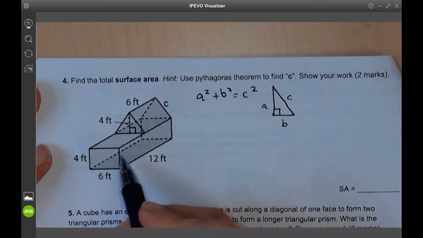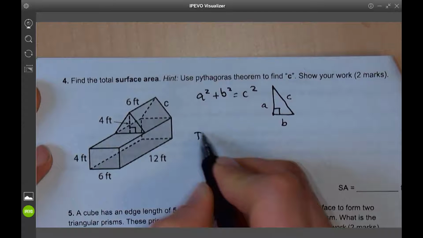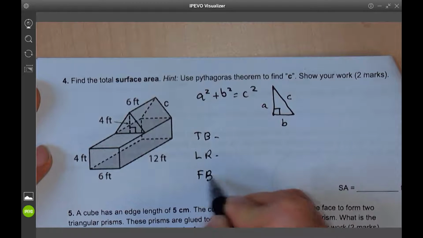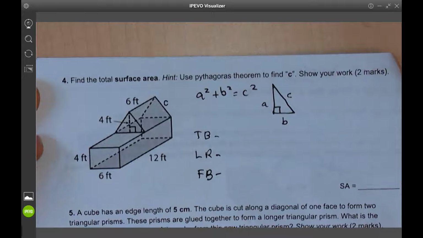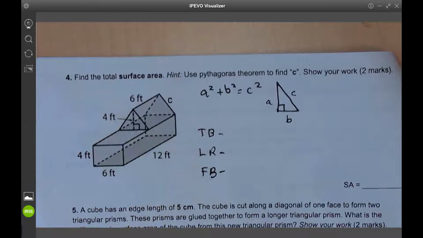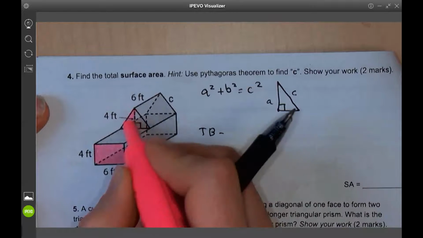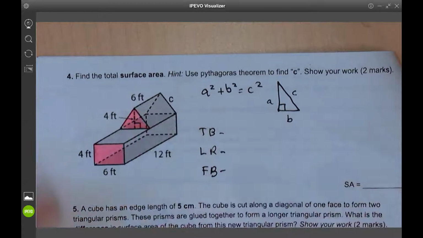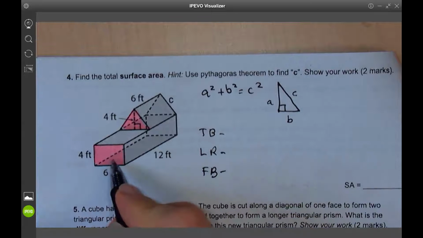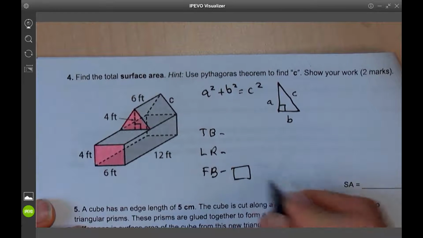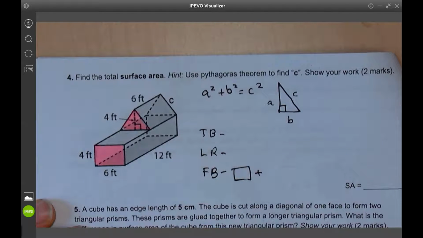I would do it top, bottom, left, right, front, back, just so I have everything covered. And I'm just going to go ahead and do all of those, front, back. Let's start with that. Do this and this. That's going to be simple. Okay, that is done. You add it to this triangle.